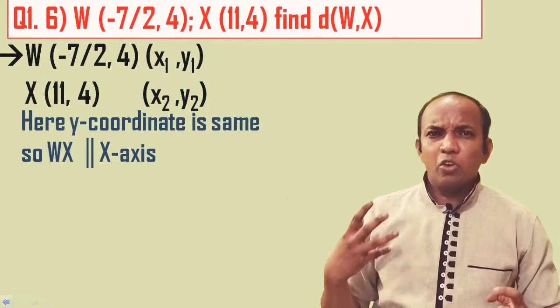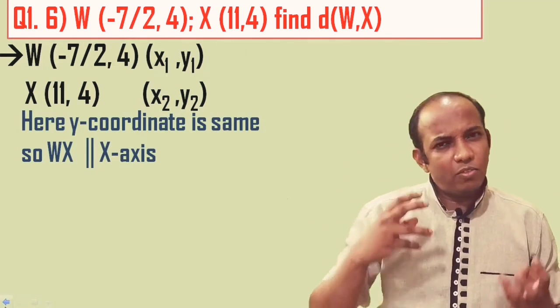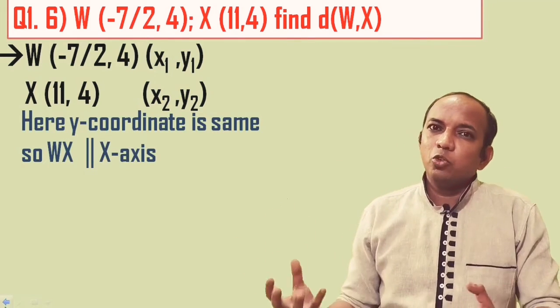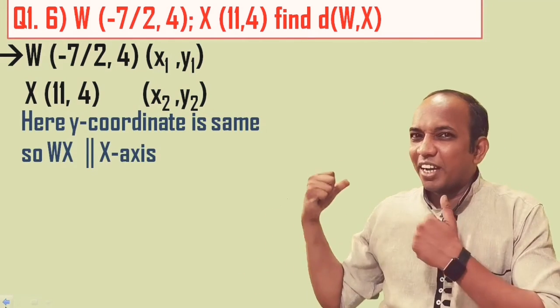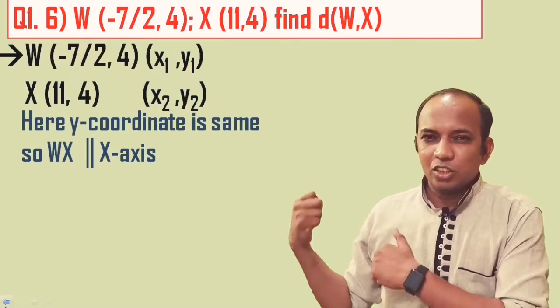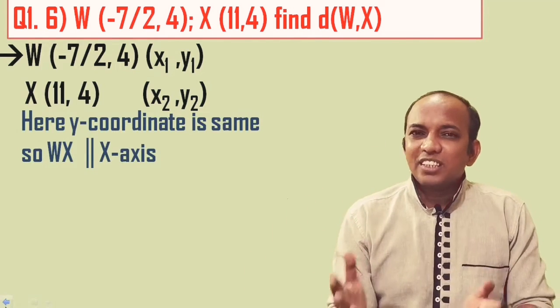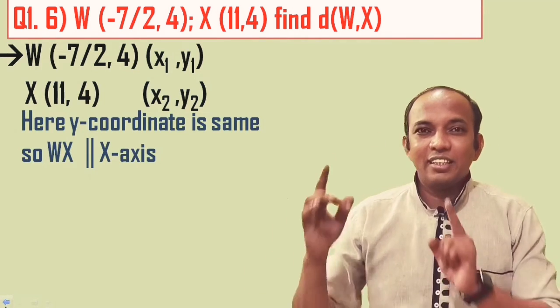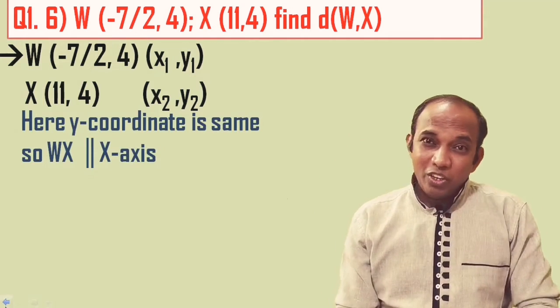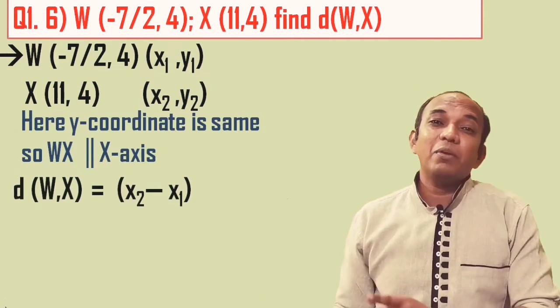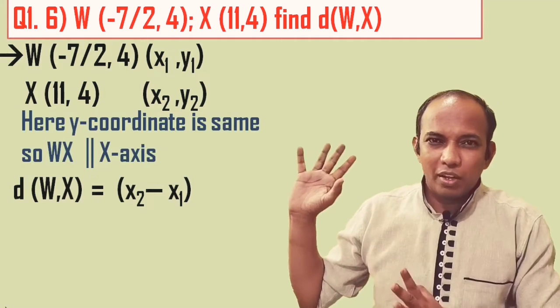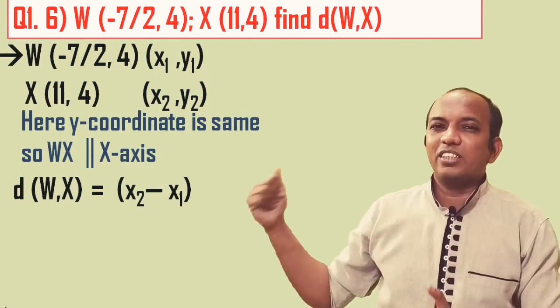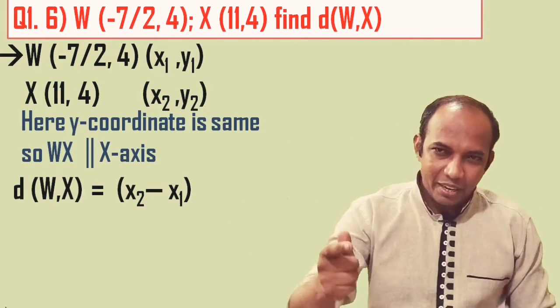So instead of solving this sum by the distance formula, we can use a shortcut to get the distance WX. What we know is, if the segment is parallel to the x-axis, then the difference between the x coordinates will be the distance of that segment. So distance WX is equal to x2 minus x1 directly.